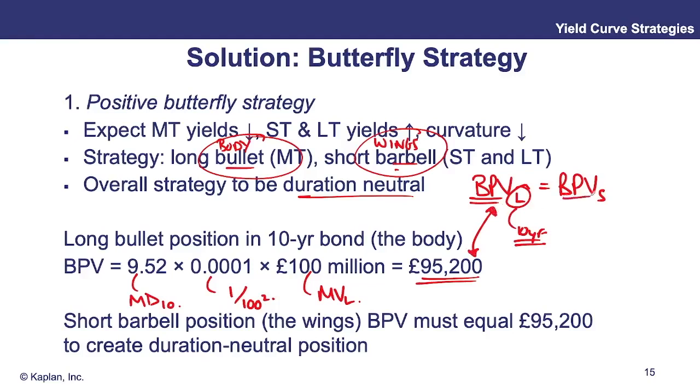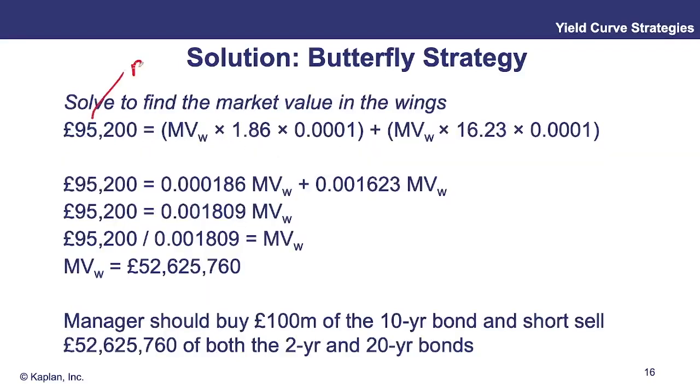Maybe a little bit of sweat when we think about what do we do on the short side. The trick is to remember we need to set the BPV of the short side to be equal to the BPV of the long side. So this is the BPV of the long side. We want that to be the same as the BPV of the short side. And we know that we're putting the same market value in the 2-year, that's the left-hand wing if you like, as we are putting into the 20-year name, the right-hand wing. It was a nice thing that the question told us we're putting an equal market value in each wing, because that means we've only got one unknown here, the market value in a single wing.